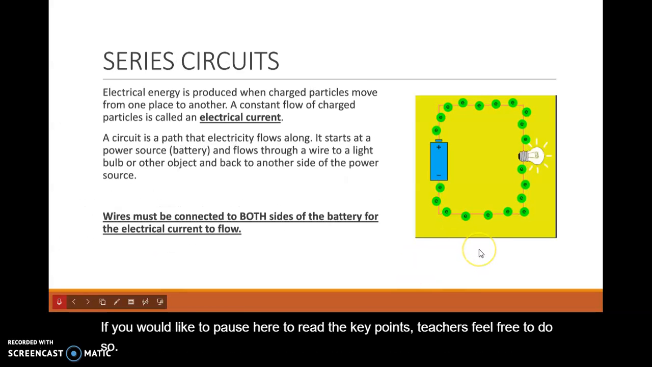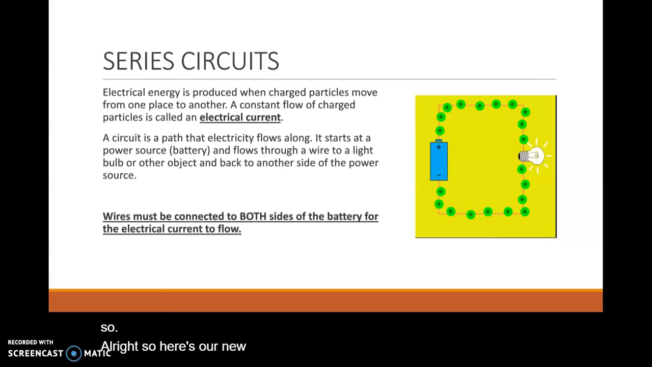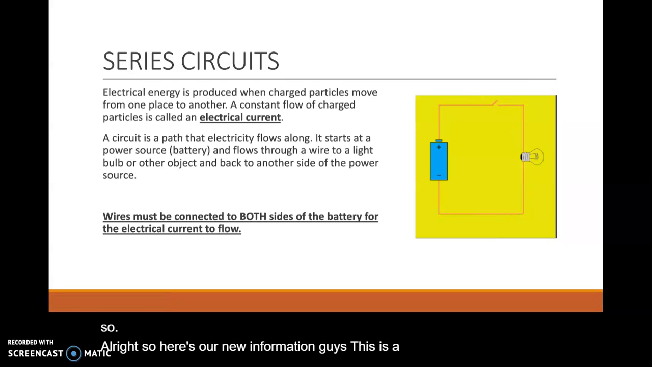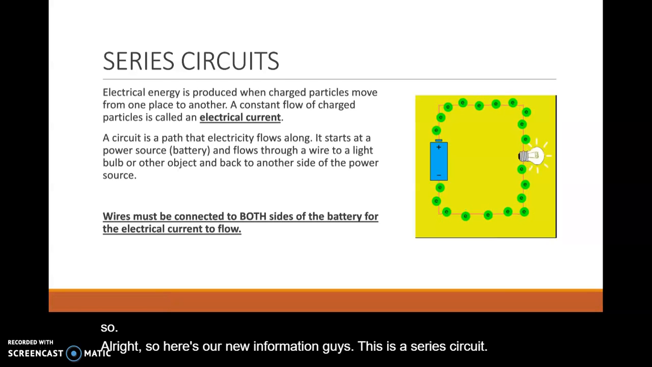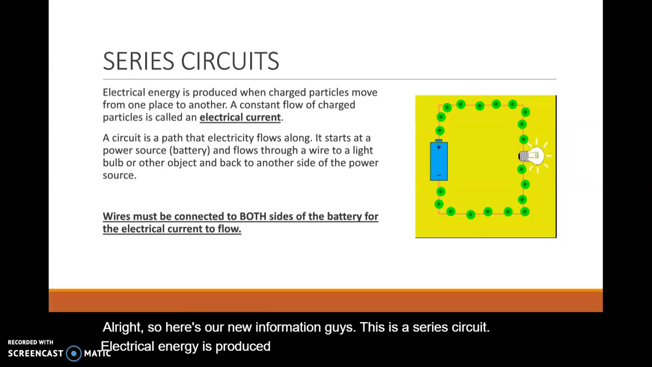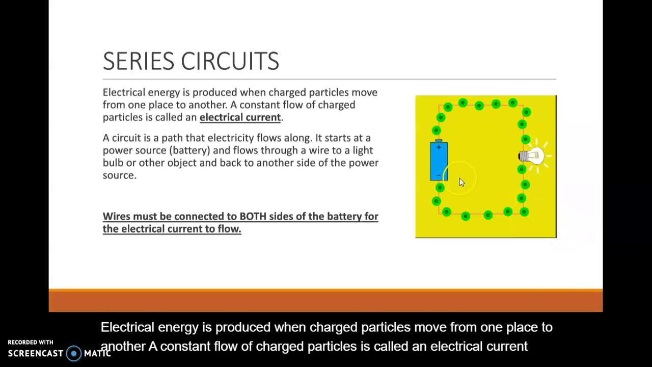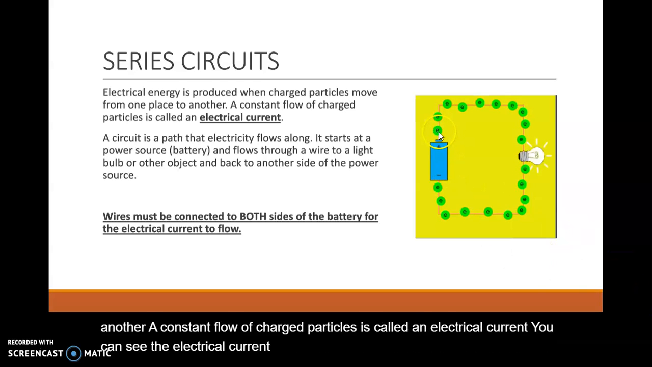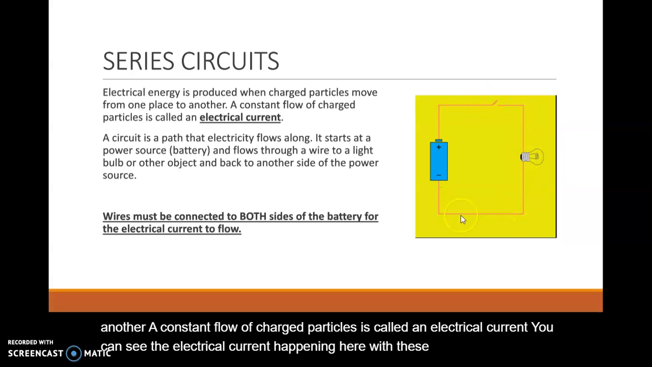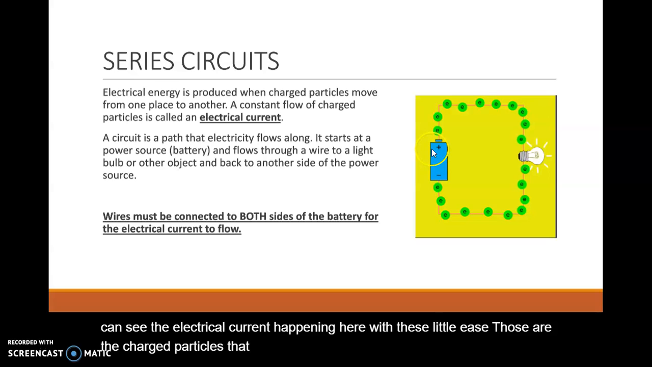All right, so here's our new information, guys. This is a series circuit. Electrical energy is produced when charged particles move from one place to another. A constant flow of charged particles is called an electrical current. You can see the electrical current happening here with these little E's. Those are the charged particles that are flowing through this electrical circuit.